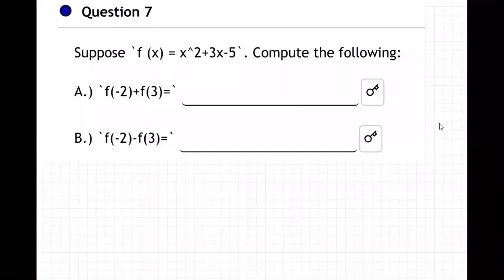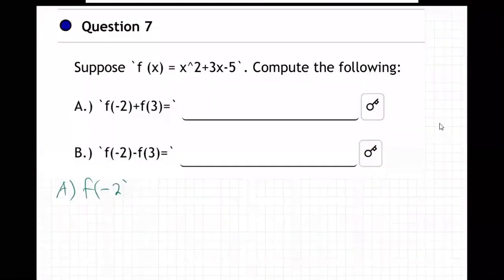So on number 7, let me see. They're asking us on part A, f of negative 2 plus f of 3. What does that mean? Well, let me bring it down a little bit where we have a little more room. So I'll do part A here. They want me to go f of negative 2 plus f of 3. How am I going to do that?